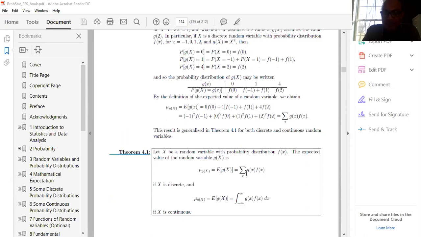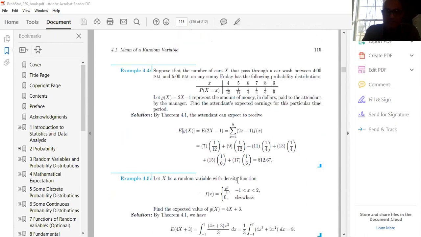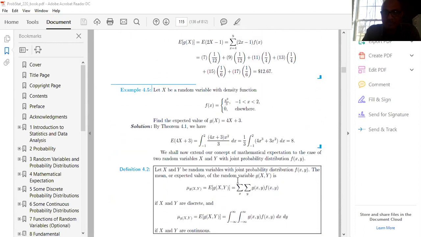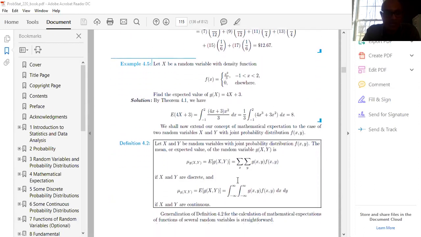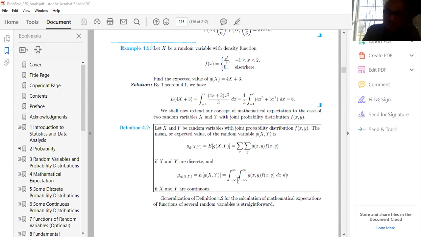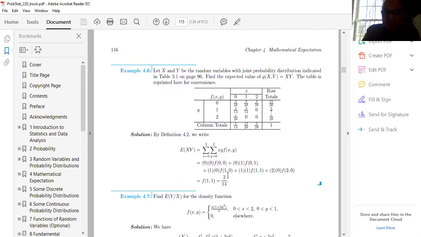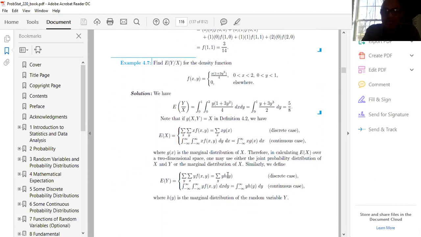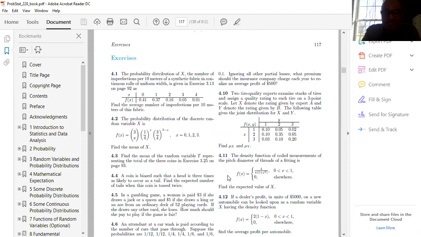If you have x over here, that means you have x here and f(x). If you have g(x) over here, then g(x) and f(x). Whatever you have over here, you have to multiply that part by f(x). And then we went over these examples. If you have two dimensions, g is a function not of just one variable x, but of two variables x and y. In that case, the discrete case is this one and the continuous case is this one. And finally, we went over a few of the exercise problems.